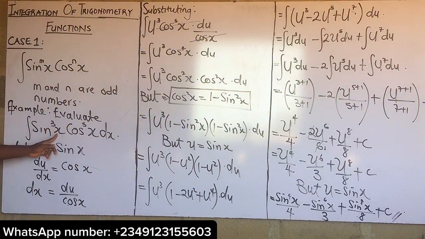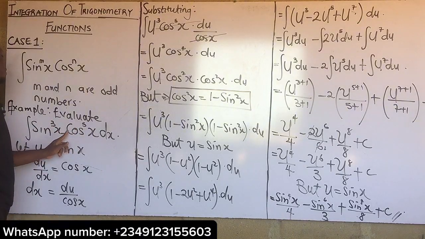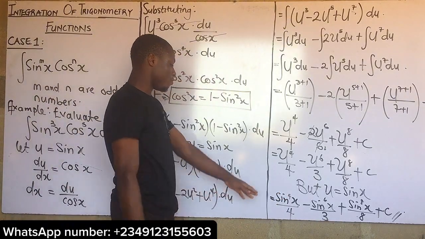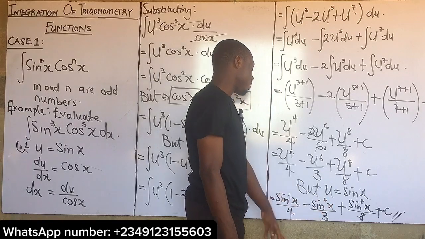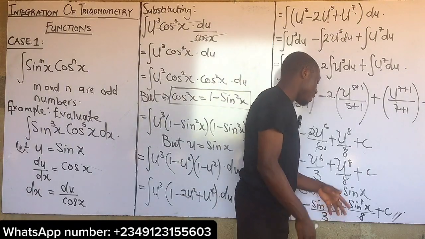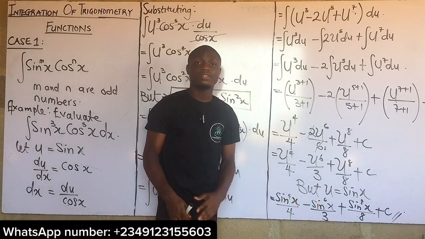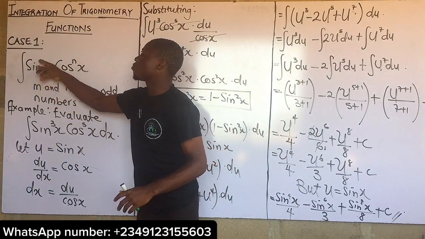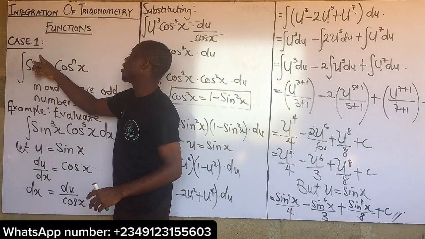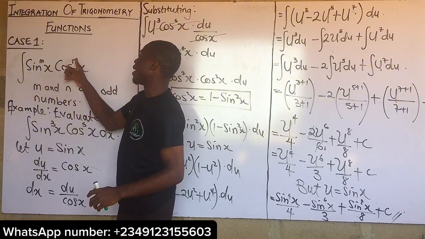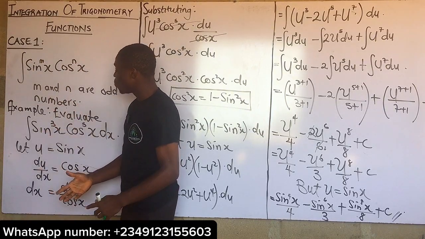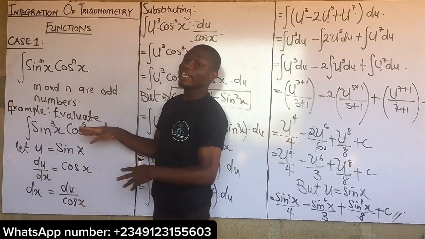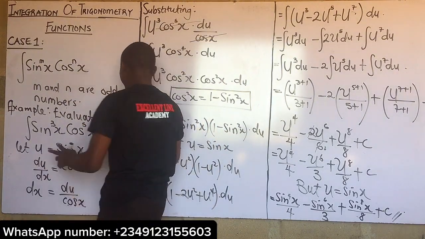That sine cube x cos x to power 5 dx will give me sine x to power 4 over 4 minus sine x to power 6 all over 3 plus sine x to power 8 all over 8 plus c. So the condition here is that whenever your powers of sine x to power m and cos x to power n are odd numbers, you pick either sine x to be u or cos x to be u. In this case here, I use sine x to be u. Then I proceed with my solving.